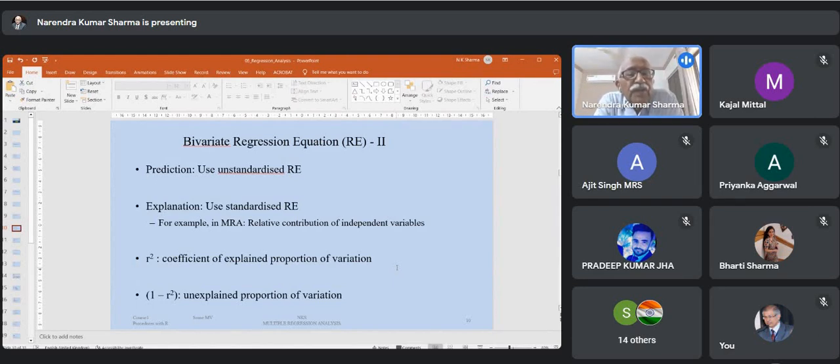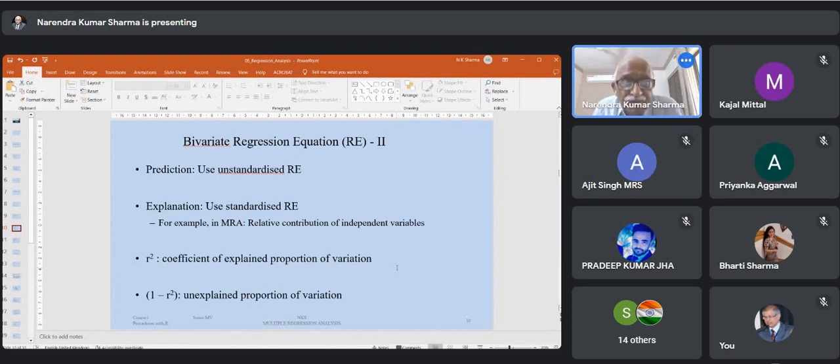So if we have standardized regression equation, we can make an important decision about the relative strength of the variables. If there are two variables, which variable is more important, or which independent variable is stronger in determining the value of y, that statement can be made. But we cannot use a standardized equation for prediction. For prediction, we'll use unstandardized regression equation. But there we cannot make the statement which variable is stronger. So let us understand it very clearly.